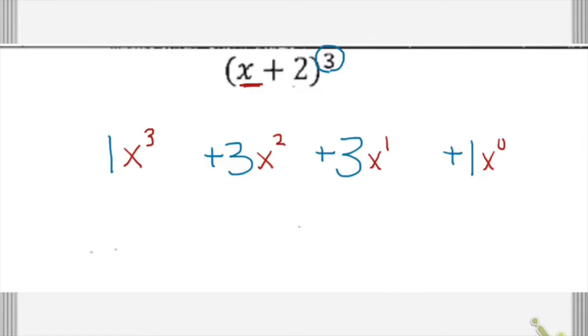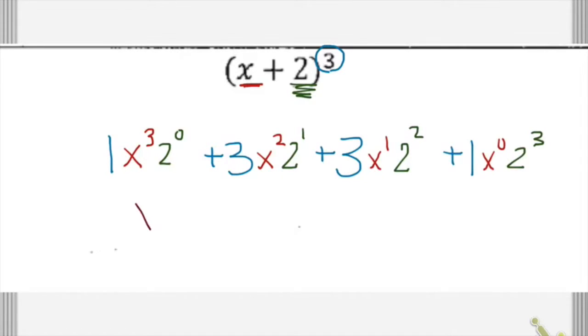And then with our second term of 2, we are going to have that ascending, so that's going to be times 2 to the 0, 2 to the first, 2 squared, and 2 to the third. And then, of course, we want to multiply those.